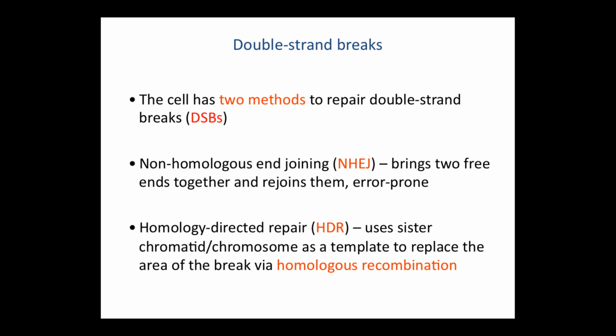The cell has two major ways in which it can repair double-strand breaks. One method is non-homologous end joining. It takes the two ends and simply puts them back together. But this is an error-prone process that often results in the insertion or deletion of nucleotides. The other method by which the cell can repair the break is homology-directed repair. Ordinarily, the cell will use a sister chromatid or chromosome as the repair template. Via homologous recombination, the repair template allows the area of the double-strand break to be cleanly replaced.